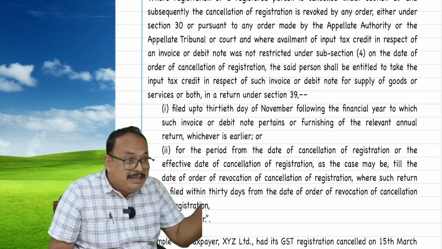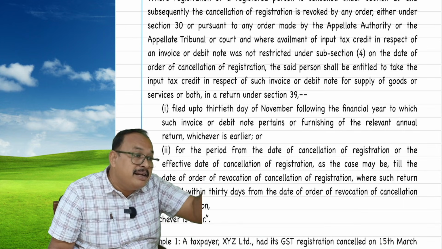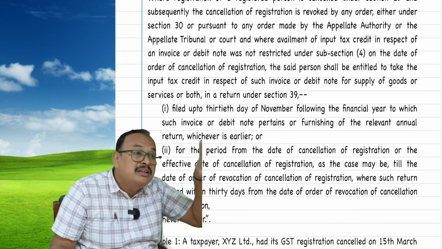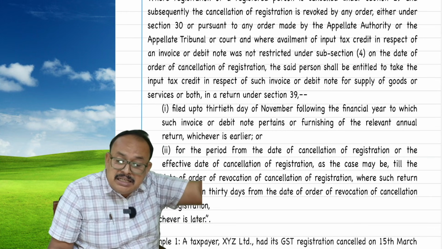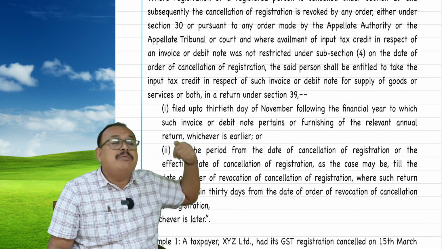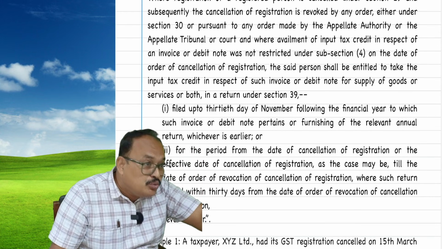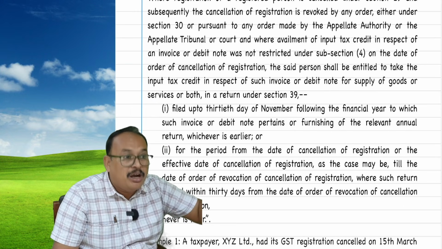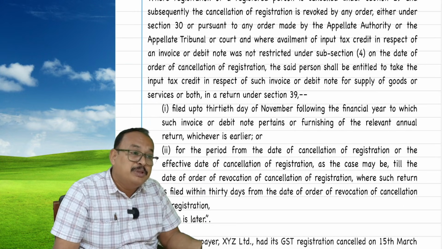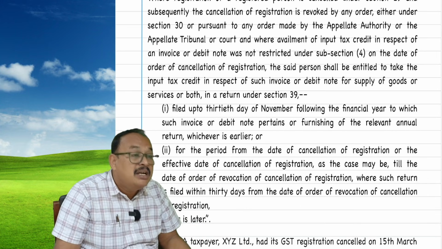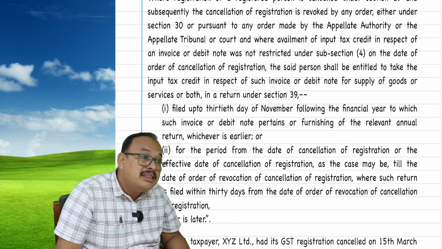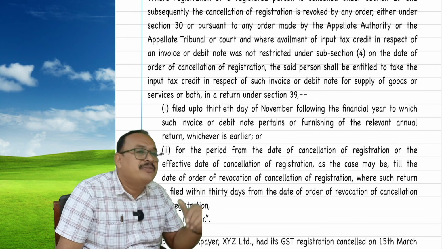So that date or the earlier date, 30th November of the succeeding financial year, or what we can call the annual return filing, whichever is earlier, till the time I have the time limit. That means these 4 invoices during the cancellation period also I can claim input tax credit. If not claimed within 30 days from the date of revocation of cancellation, I can claim up to 30th November of the succeeding financial year.